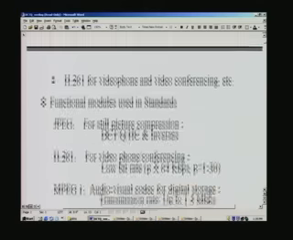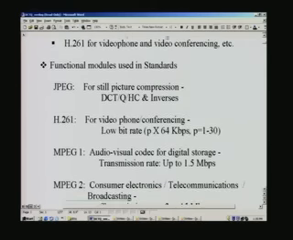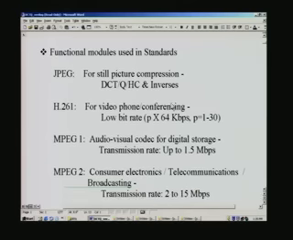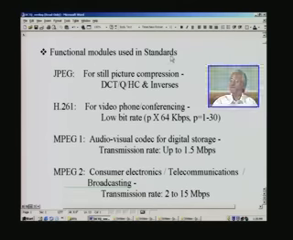So this covers quite a lot of range, right from still picture to motion picture, and video phone, video conferencing, to broadcast quality video, which we will be listing here. So for the function modules used in these standards, for example JPEG, we are not going to cover JPEG 2000 because that is DWT based. So we are going to concentrate on DCT based.